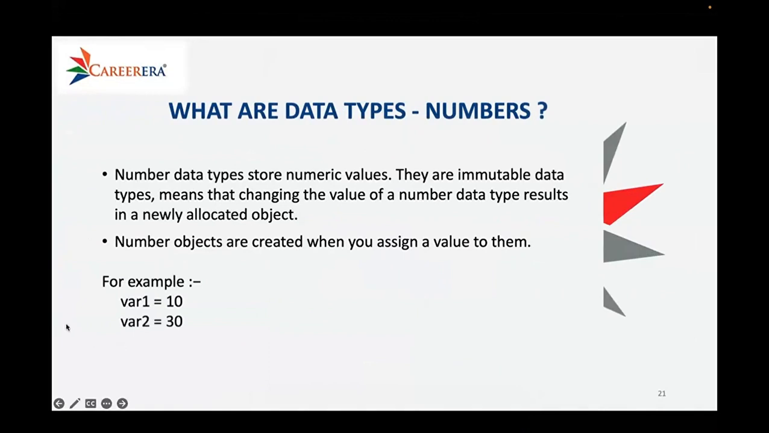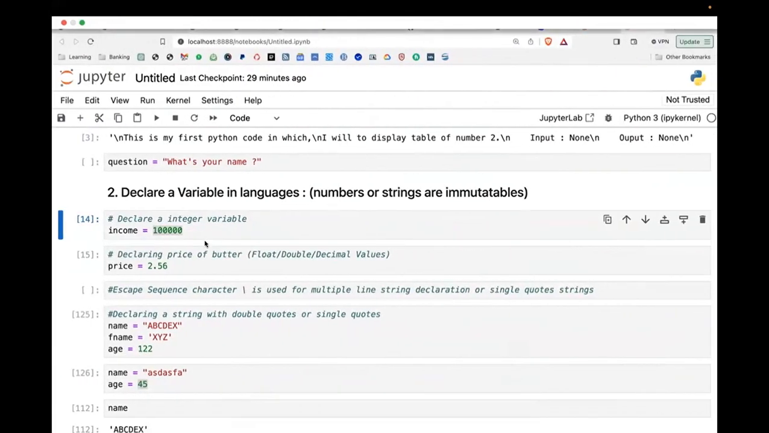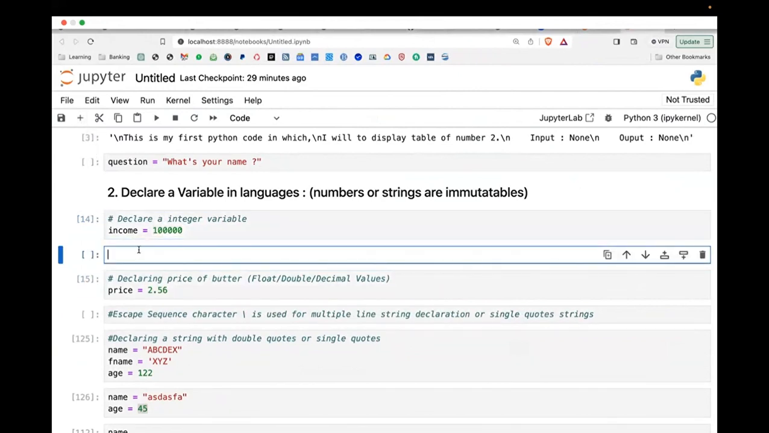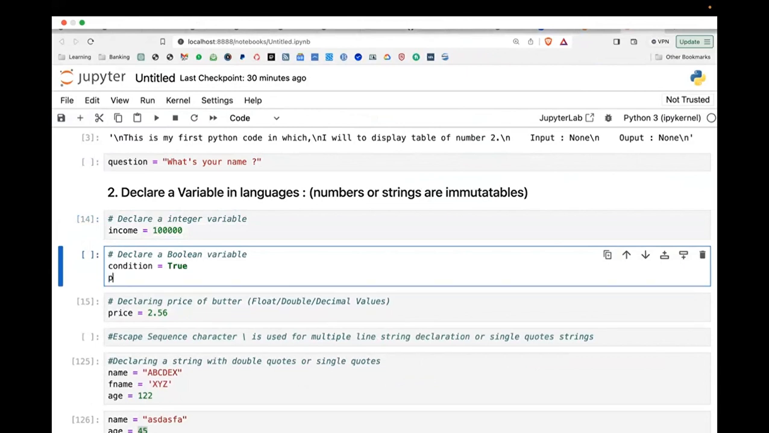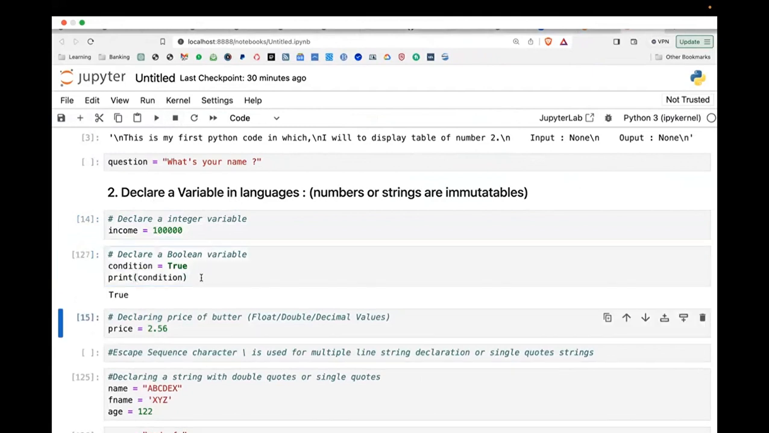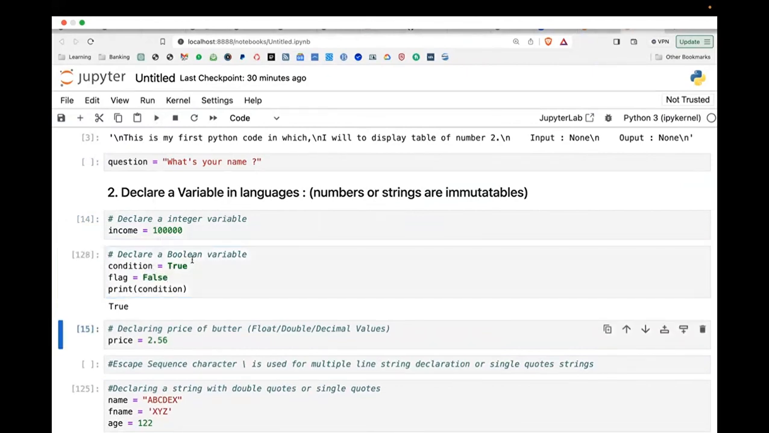So you are assigning the variable. I already showed you here. What is a Boolean? This is another variable type which I did not declare here. It is called declaring a Boolean variable. You just say condition. What is the condition? You can say true. This is a Boolean variable. You can print condition, and it will be true or false. So this variable saves true or false. Condition is true. Flag is equal to false. This is the way we can declare a Boolean variable.